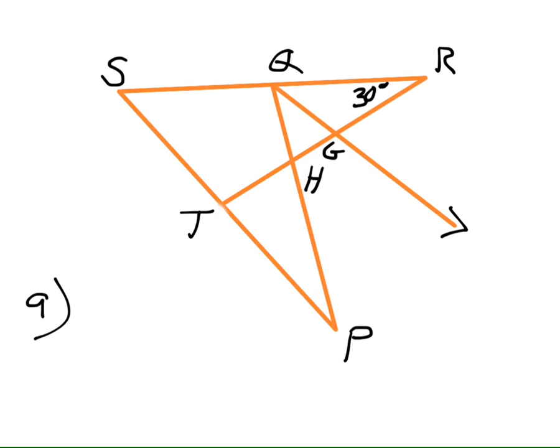Name two obtuse vertical angles. Let's look at those same two lines again. This one and this one. What would be obtuse vertical angles here?